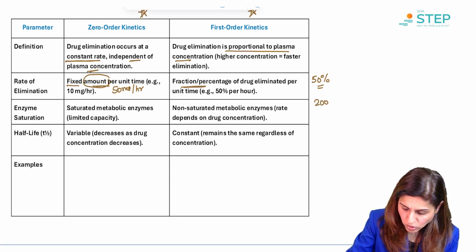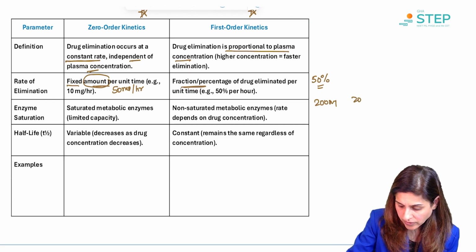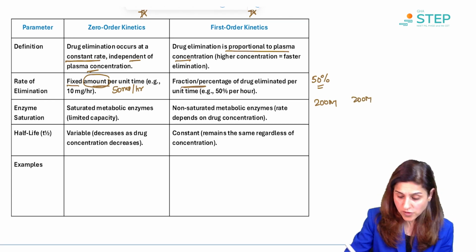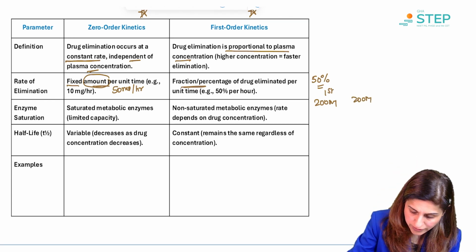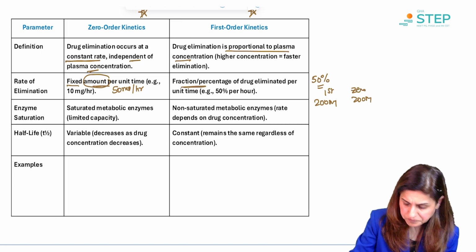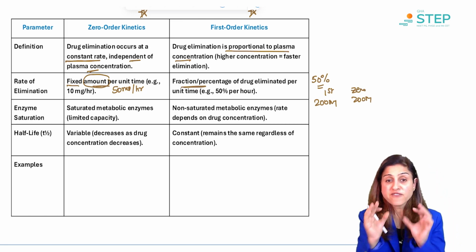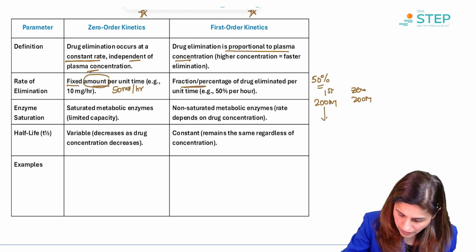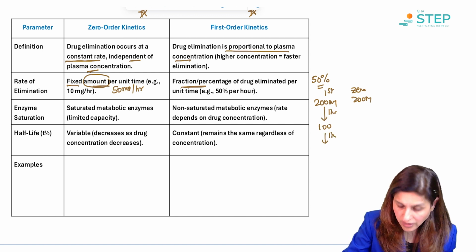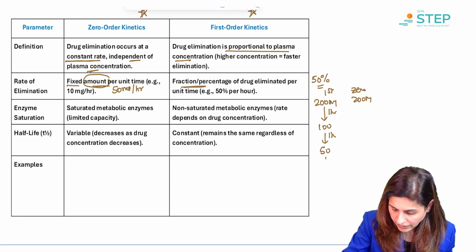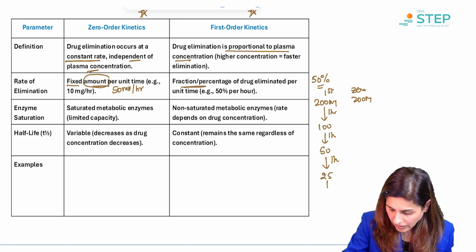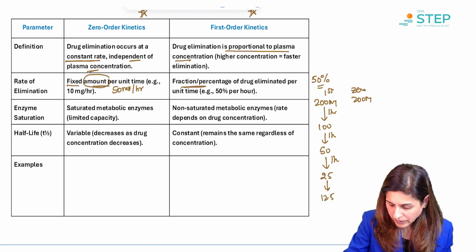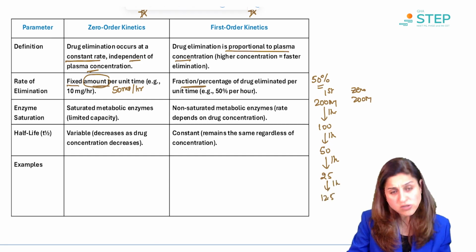Let's say the drug is 200 milligrams in both the cases, whether it is zero order or first order. So this is the first order. This is the zero order. In first order, 50% every hour, right? So in 1 hour, it will be 100. In another 1 hour, 50% would be 50. In another 1 hour, 50% would be 25. In another 1 hour, 50% will be 12.5, and so on and so forth.